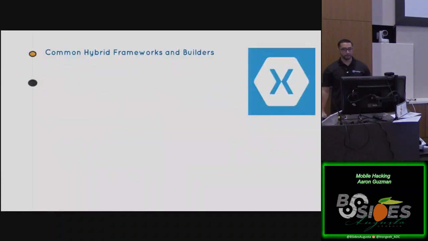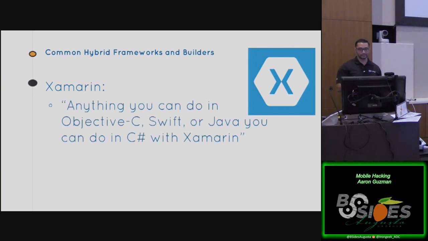Another big player in the game of hybrid frameworks is Xamarin, and Xamarin is owned by Microsoft. What they say is anything you can do in Objective-C, Swift, or Java, you can do in C# with Xamarin. So you basically write C# code, and it converts that to Objective-C, to Swift, and to Java, which is interesting, right? I'm pretty sure there are some issues there.